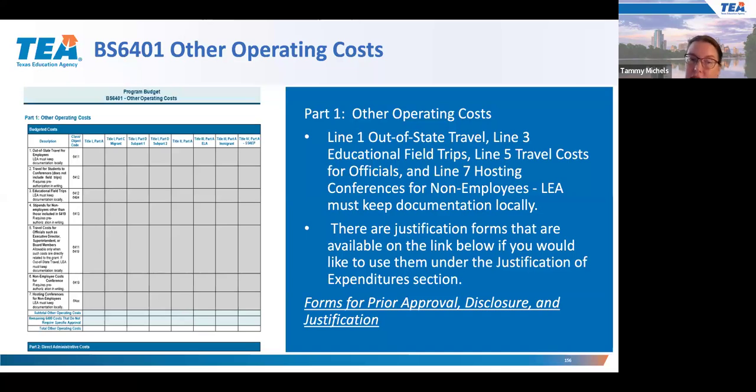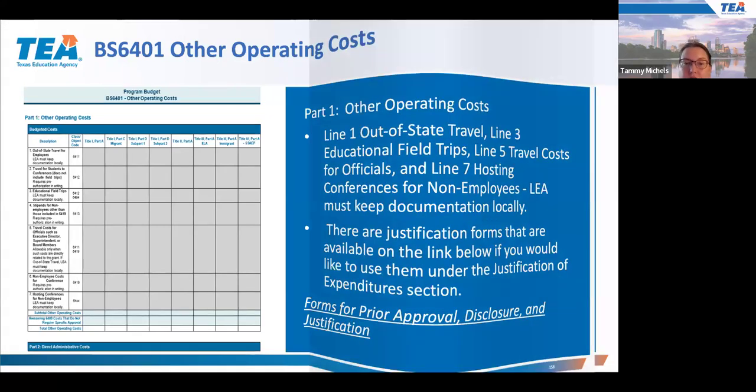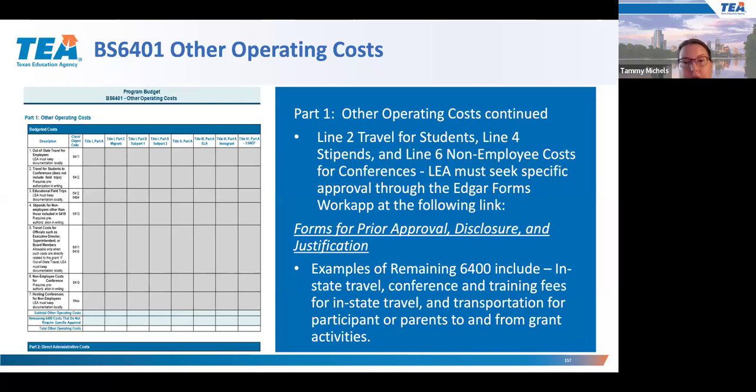When budgeting for these activities, please complete the appropriate document under the section Justification of Expenditures through the forms for prior approval, disclosure, and justification, and we have a hyperlink there for it. Remember, you don't have to submit these specific forms to TEA as you had in the past. Instead, you complete the forms and maintain them locally for audit purposes. Let's move to the next slide to discuss the costs that require pre-authorization in writing and budgeting for costs that don't require specific approval.